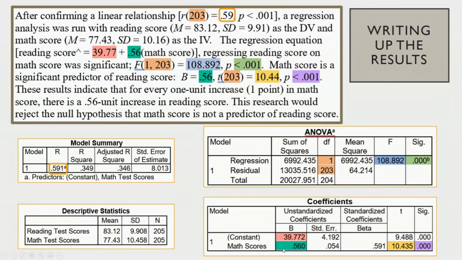So we're showing right here that this beta coefficient, this unstandardized coefficient, is actually a significant predictor. And we're using our t-value to validate or confirm that it is significant, and it's less than 0.001. These results indicate that for every 1 unit increase, which is 1 point, in math score, there is a 0.56 unit increase in reading score. This research would reject the null hypothesis that math score is not a significant predictor of reading score.